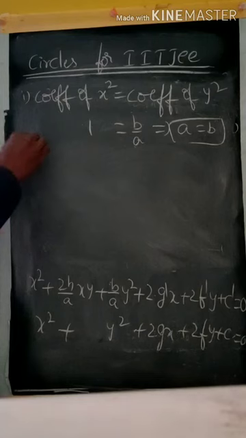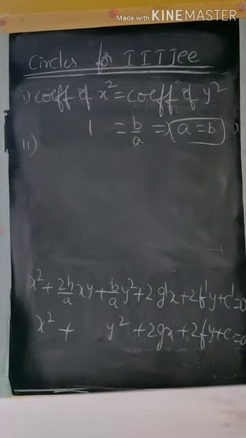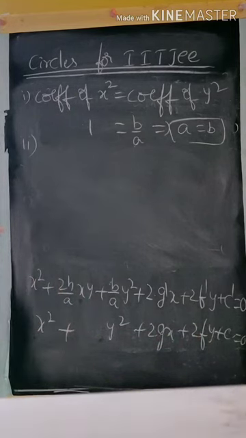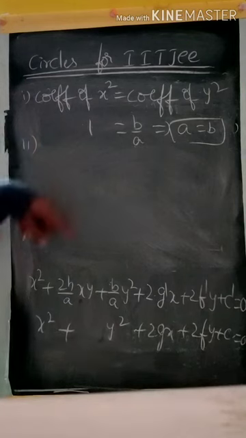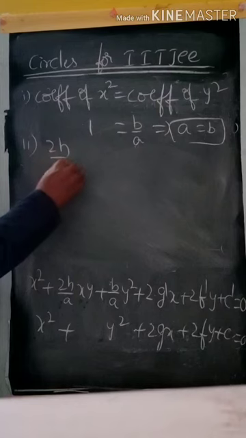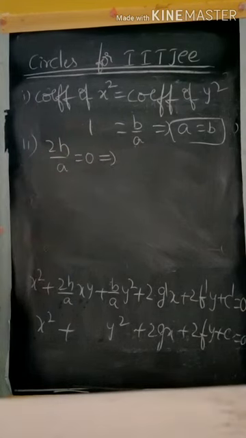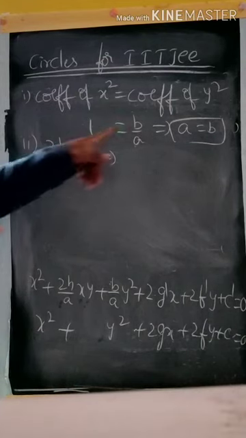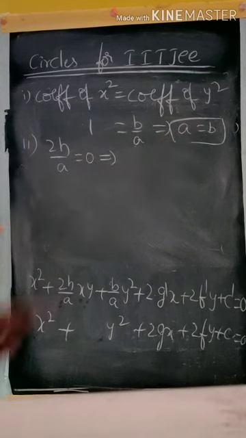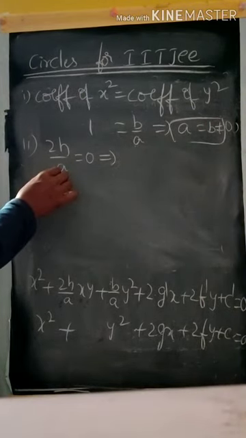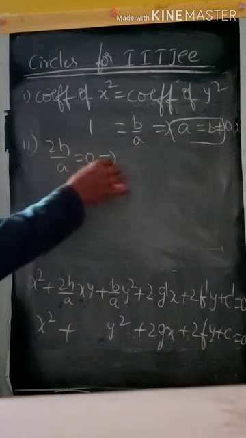Condition 1 we got. Second one, here there is no xy term in this. That means here the xy coefficient is 2h/a, that must be 0. Coefficient of xy is 2h/a, which is 0. And moreover, just now we discussed that a = b and both are not equal to 0. So a = b ≠ 0. Here a cannot be 0, so it is possible only when h = 0.